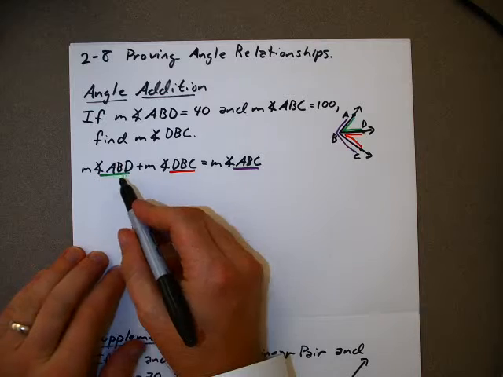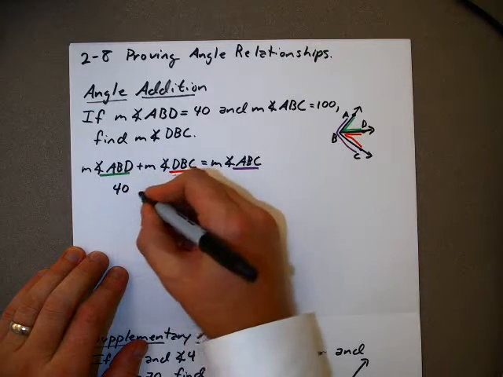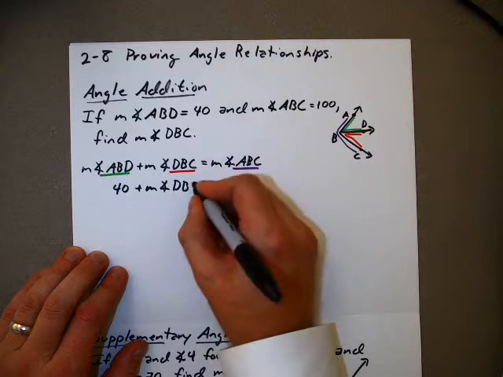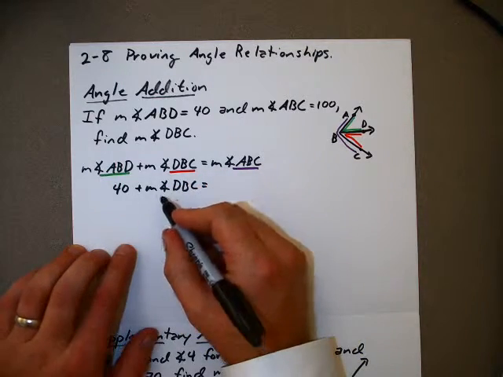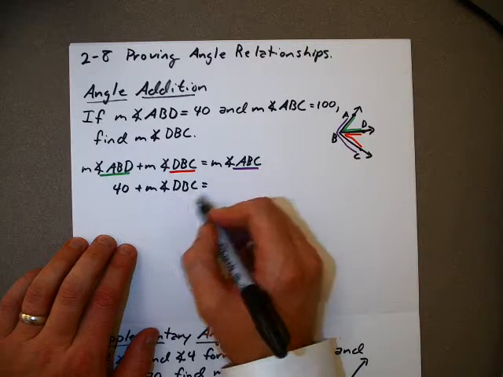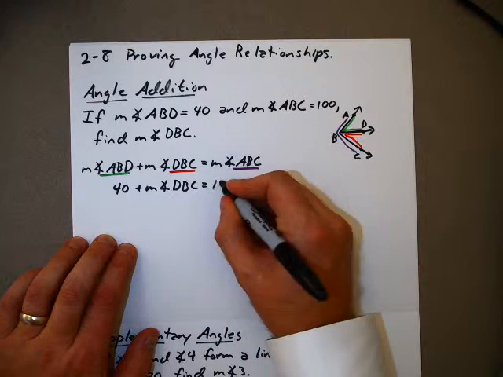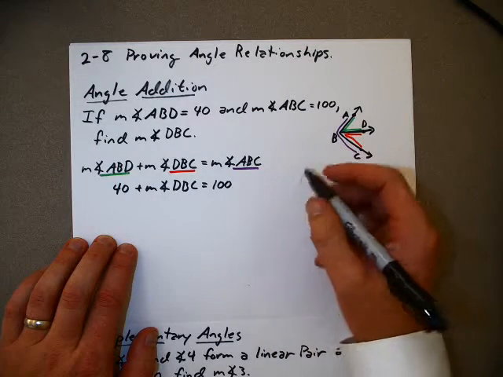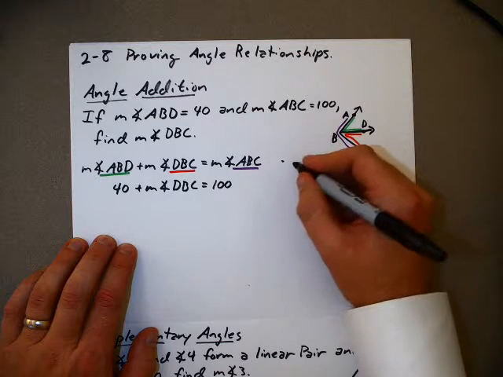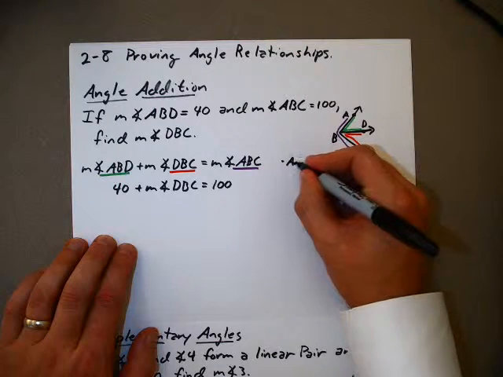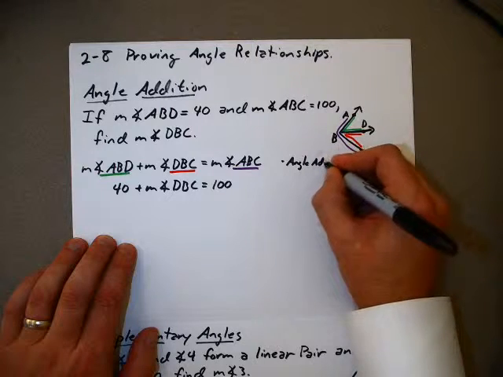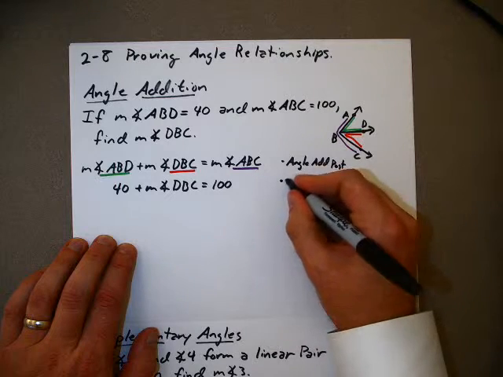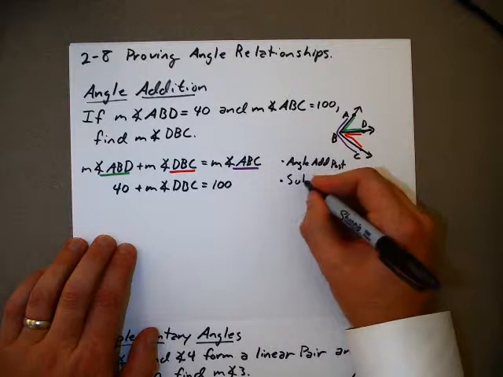Well, we know that ABD equals 40. So we're going to rewrite this: 40 plus the measure of angle DBC will equal, well, we know what the measure of angle ABC is, so we're going to plug that in. I should state that this was the angle addition postulate, and this is simply the substitution property.